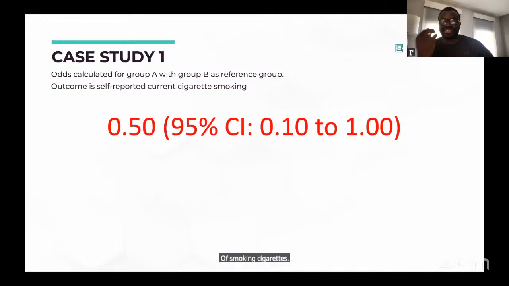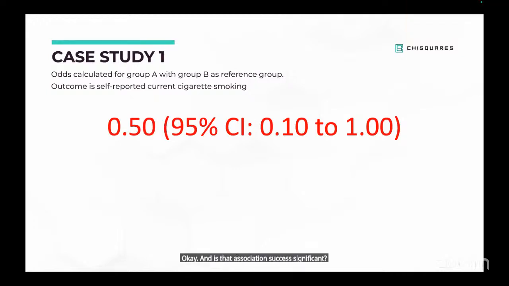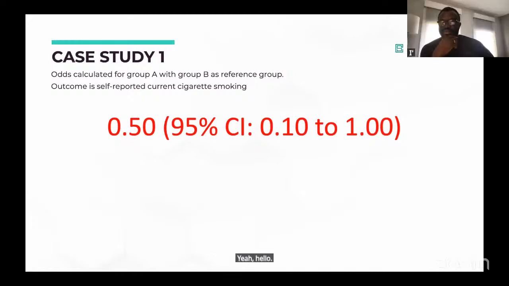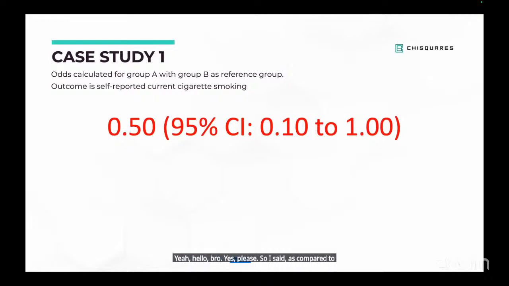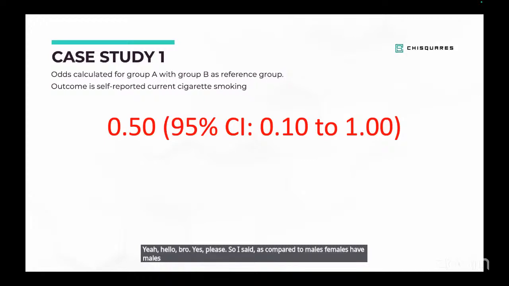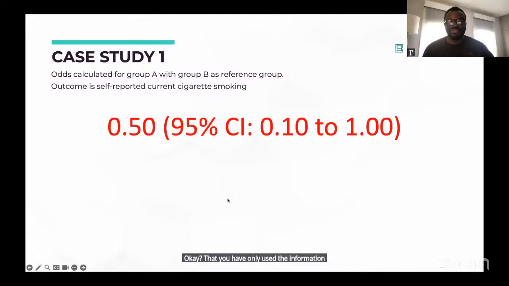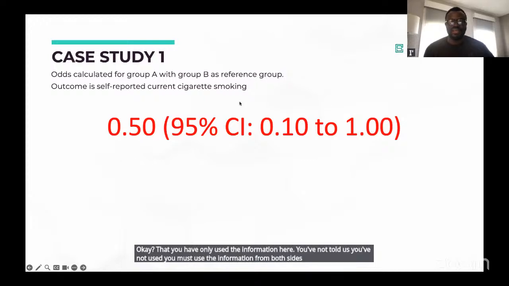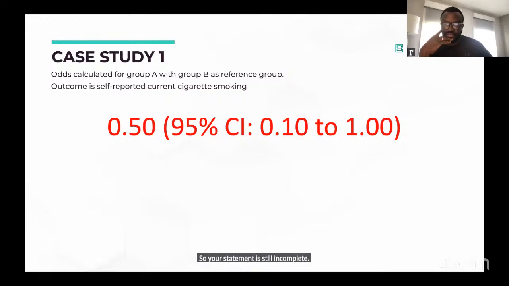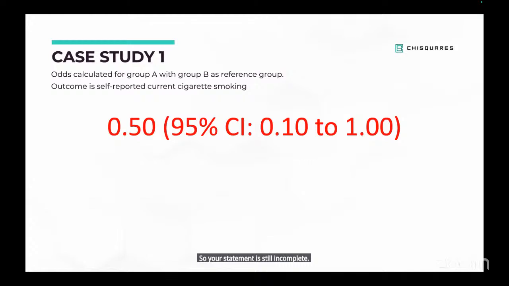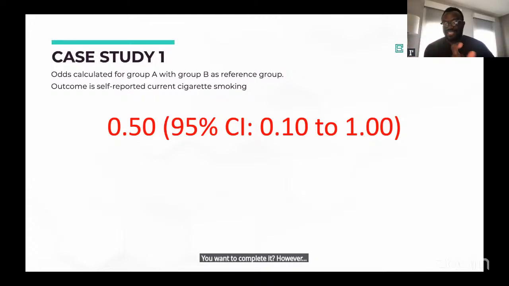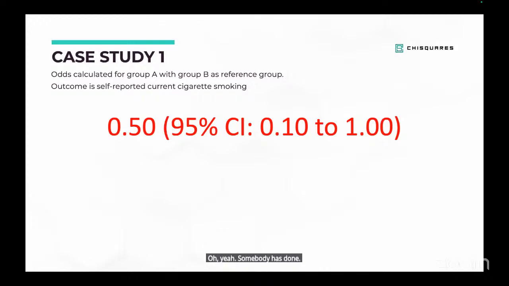Okay. And is that association significant? Yeah, hello, Prof. Yes, go ahead. Yes, please. So I said, as compared to males, females have 50% lower odds of smoking cigarettes. Okay. But you have only used the information here. You must use the information from both sides of the table, here and here. So your statement is still incomplete. All right. You want to complete it? However, so let's put a transitive word there. However, complete the sentence. Just drop off. Somebody else then. Eventually you can unmute.